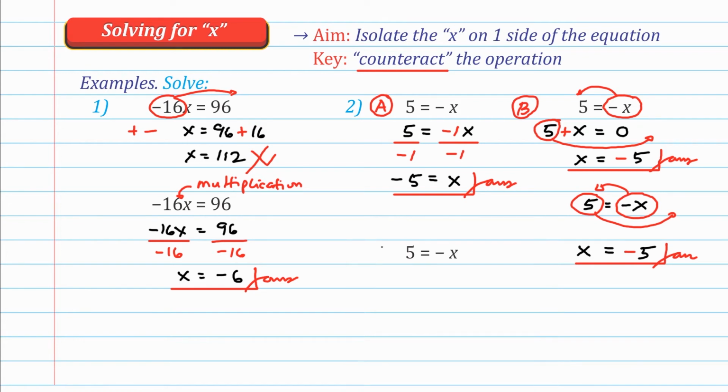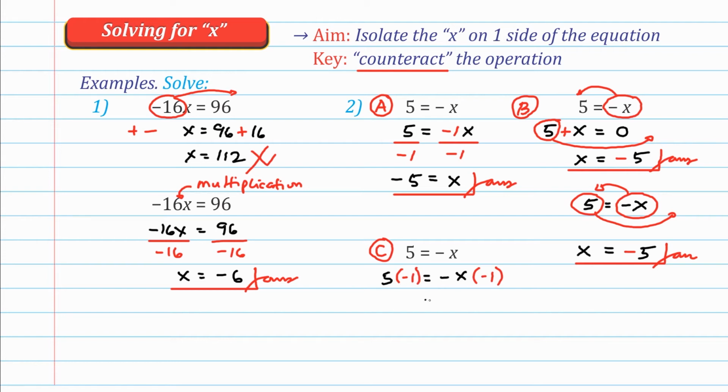Now, last, let me show you another way. Is there a way to remove this negative sign aside from dividing and transposing? What we can do is multiply both sides by negative 1. Really? We can multiply both sides by negative 1? Yes, of course, using the multiplication property of equations. Multiply negative 1 to both sides.